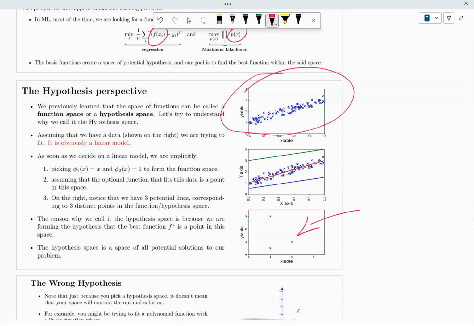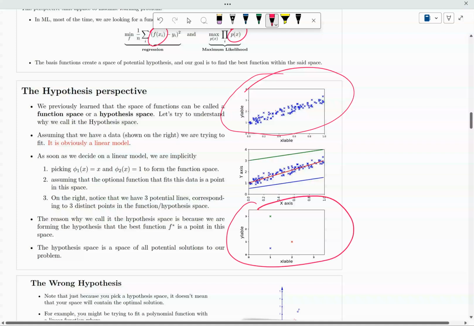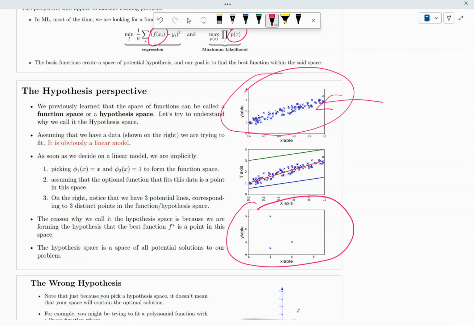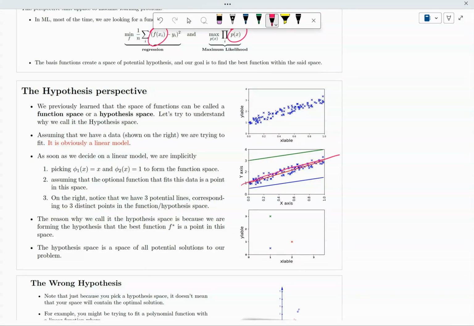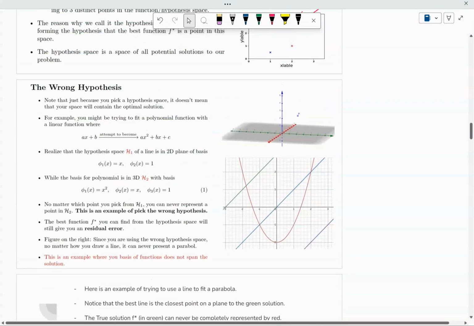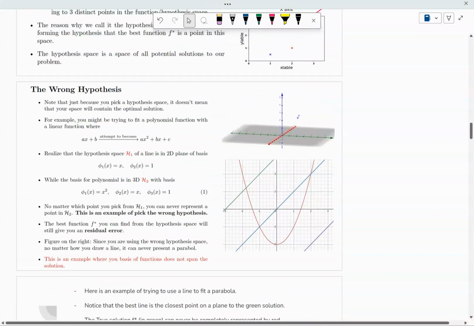So when we're trying to do regression, for example, what you're doing is you're trying to guess the best function that will form this. When you pick all the basis functions, you are creating a hypothesis space, a space of all possible hypotheses that could fit this line. That's why we also call it a hypothesis space, because we're assuming that the best function is somewhere within this space.